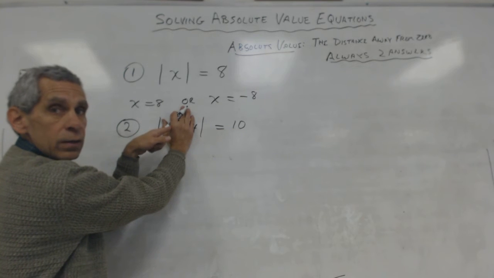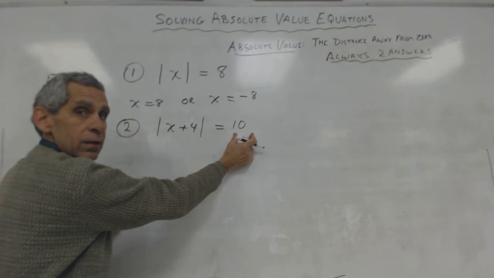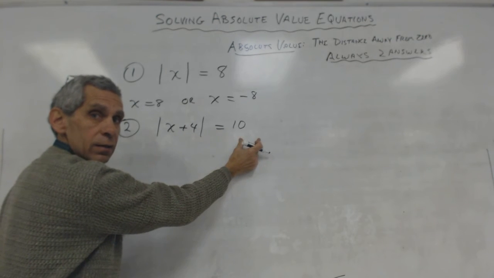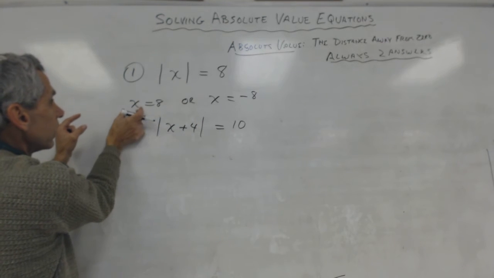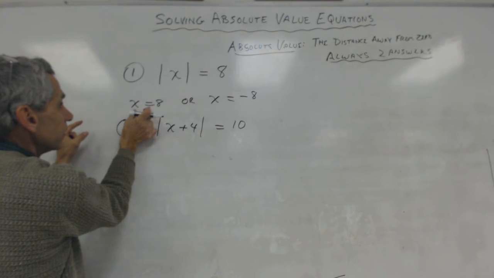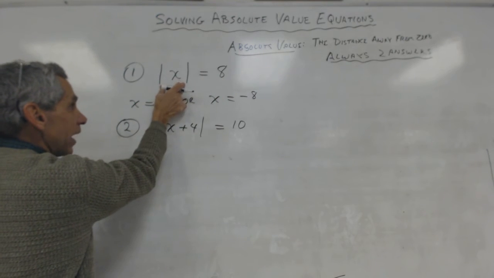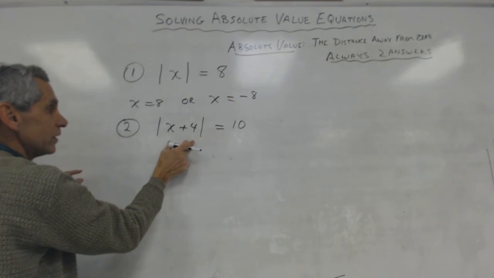10 or negative 10. So you're telling me that x plus 4 could either equal 10 or x plus 4 could equal negative 10. Remember? Look what we did. We wrote this here, x without the absolute value signs equals this, or x, exactly what's here, equals the negative version of this.